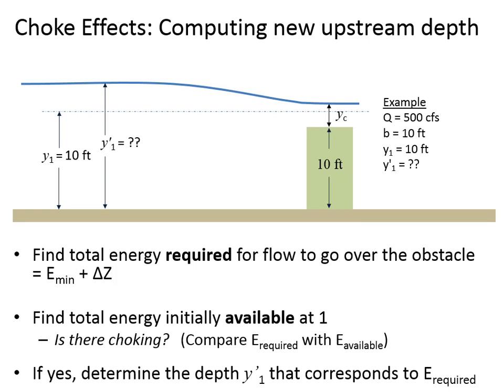So combining the two, to get over that obstacle, we need to have 16.4 feet of energy, but at 1, initially, before any pooling occurs, there's only 10.4 feet of energy, and so since the available energy is less than the required energy, pooling will occur. And so we're going to say required is greater than available, so pooling will occur.